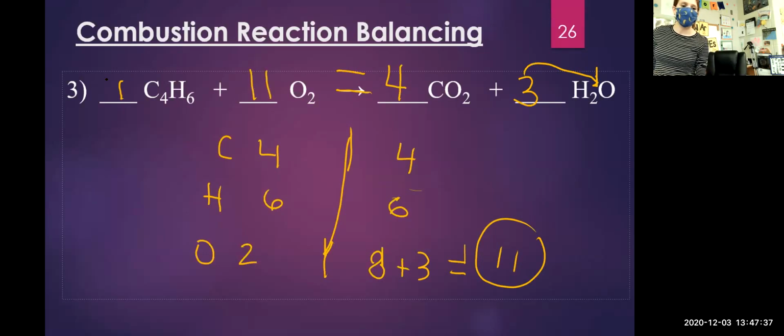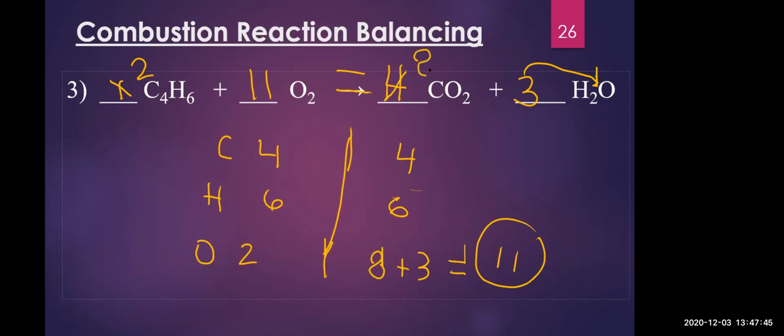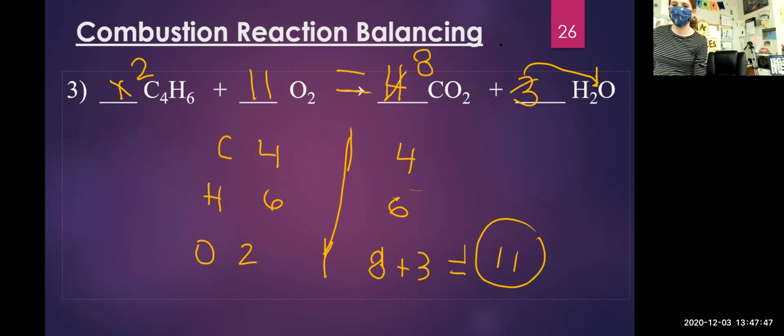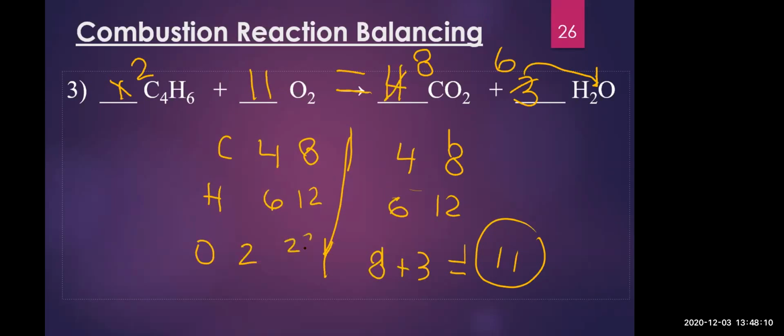Okay. So I'm going to change this to a 2. I'm going to change this one to an 8. And I'm going to change this to a 6. And now if you count, everything is going to be balanced perfectly correctly. If you updated your totals, it's going to be correct now, because now I have 8 carbons on each side. I've got 12 hydrogens on each side. And I've got 22 oxygens on each side. And it's balanced.